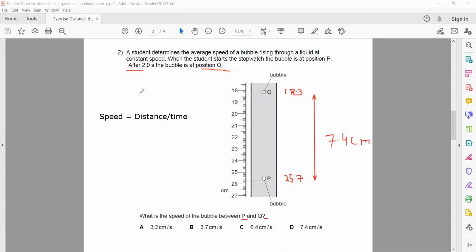And the time it took is mentioned in the question, 2 seconds. So that is divided by 2. So 7.4 divided by 2 is equal to 3.7 centimeter per second. So B will be the right answer for this.